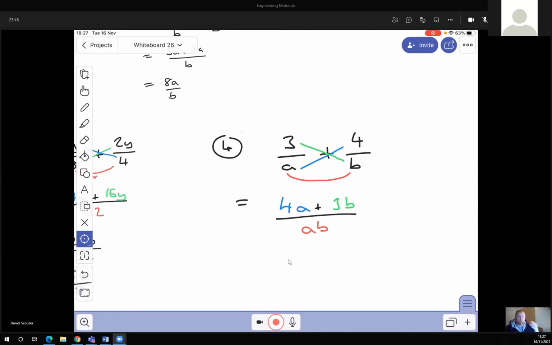That's the same as when we're collecting things like x squared terms, x terms, and terms with no letter. We always have to collect like for like.